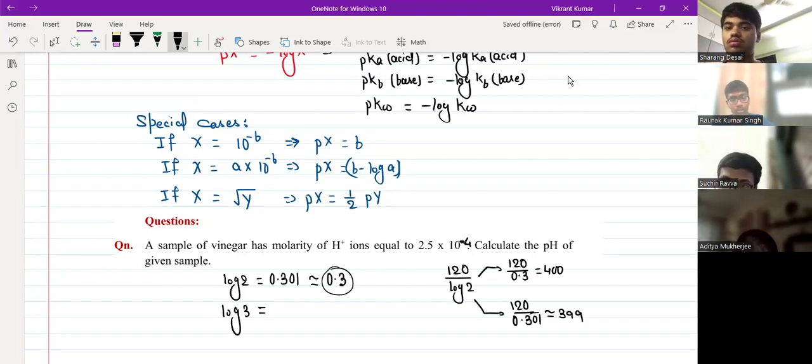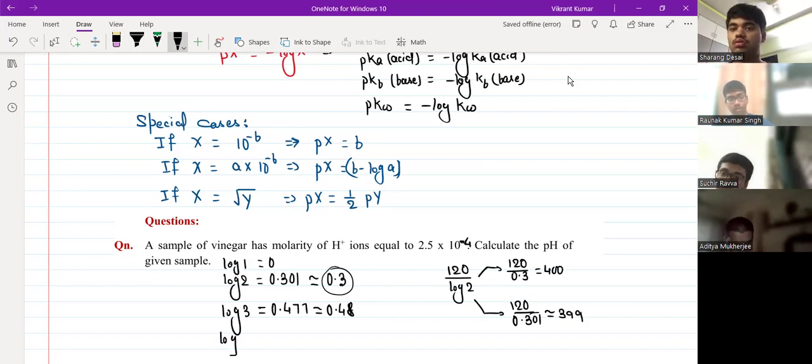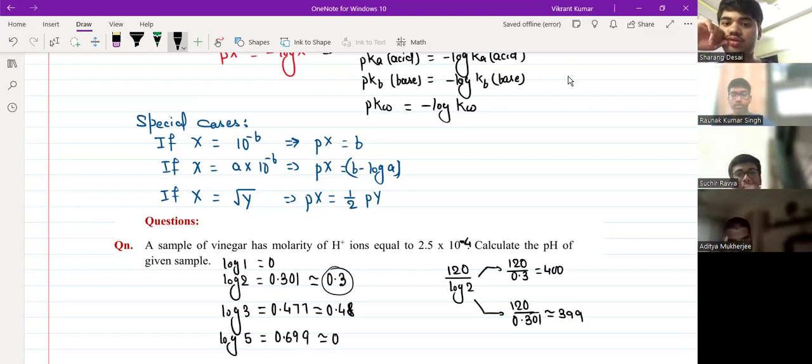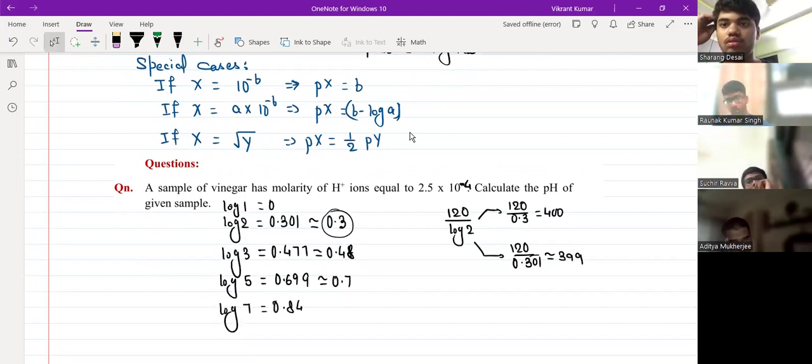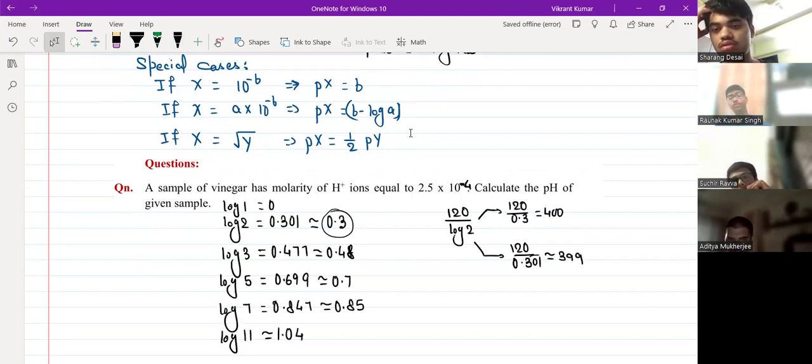Like log 3 is very close to 0.477 जैसा आता है, we practically take that as 0.48. अच्छा log 1 is 0 है ना, log 5 is 0.699 आता है, again we take that practically as 0.7. log 7 is 0.84 something आता है, 847 जैसा कुछ आता है, मुझे एग्जैक्ट नहीं आता है, but we can take that as 0.85, and log 11 is very close to 1.04. Okay, log 13 is 1.11.